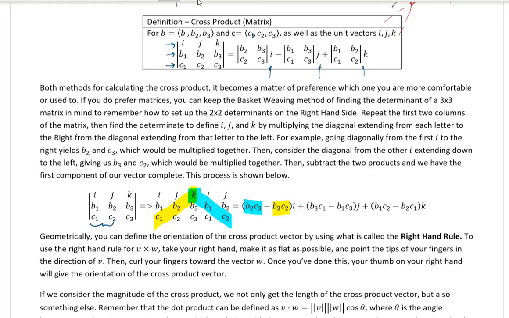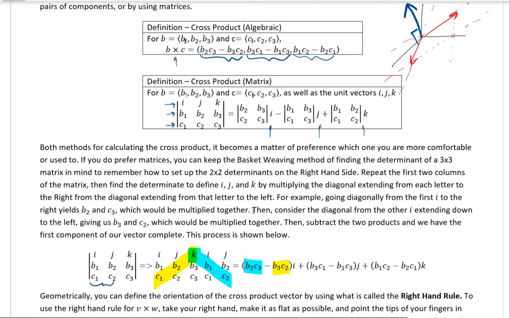So that's how you do the basket weaving method. That can help a lot if you like to do it with matrices instead. However, if you do happen to memorize the algebraic definition, that's fine as well. I personally like the algebraic definition as well.